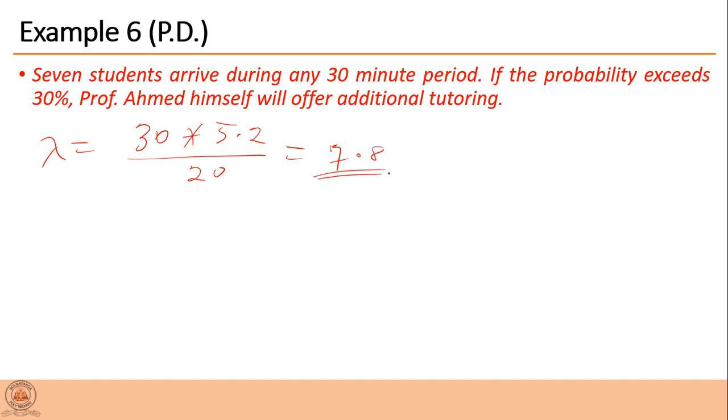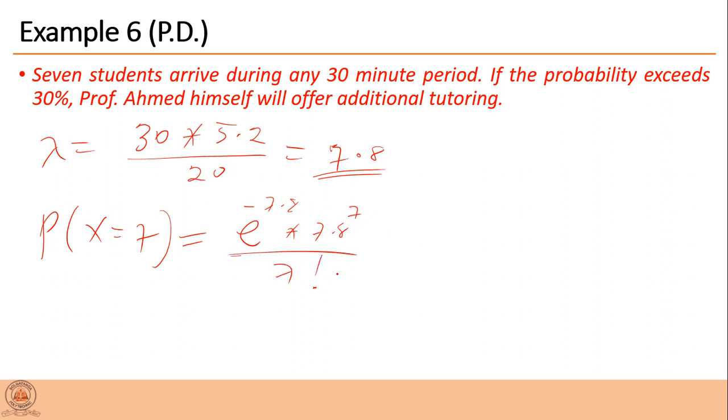So our new lambda is going to be 7.8. So what is the probability of x equals 7, that is, 7 students arriving during any 30-minute interval? We have e raised to the power negative 7.8 multiplied by 7.8 raised to the power 7 all over 7 factorial. Put this in the calculator and we get 0.1578.